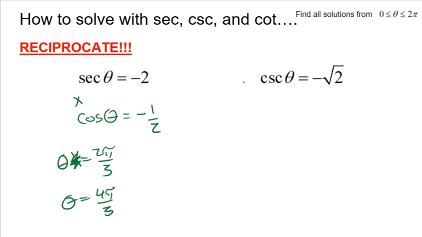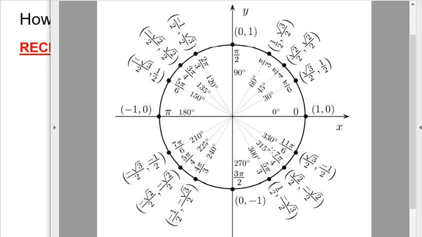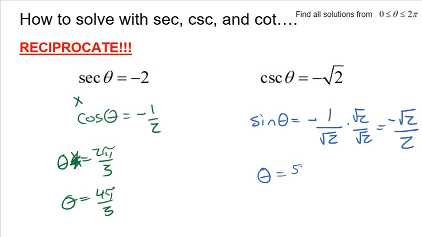All right, what about this next one here? Cosecant. Oh, I don't like cosecant. Okay, I like sine. That's the reciprocal. So again, if cosecant is negative radical 2, sine is -1 over radical 2. Now, you might not recognize that, but if you rationalize the denominator, you will. This is negative radical 2 over 2, which is something I really simply recognize from the unit circle. So again, where do I see a y-coordinate of negative radical 2 over 2? At 5 pi over 4, I see negative radical 2 over 2 for the y-coordinate, and 7 pi over 4. So those are my two answers, 5 pi over 4 and 7 pi over 4.